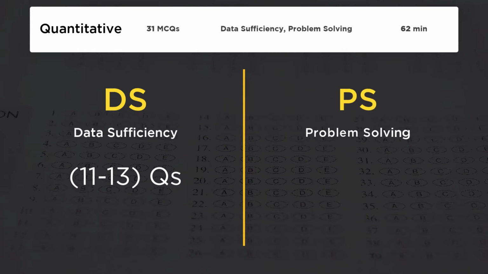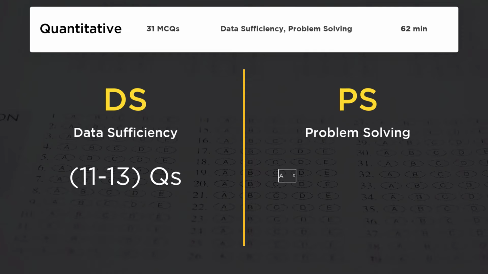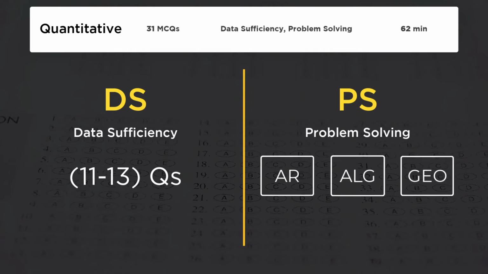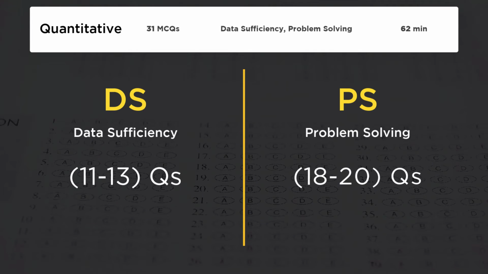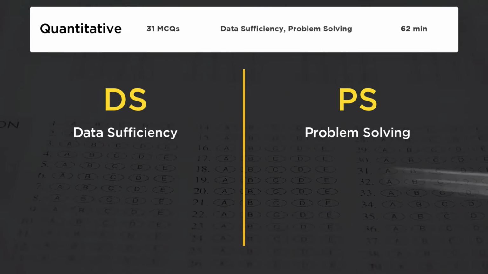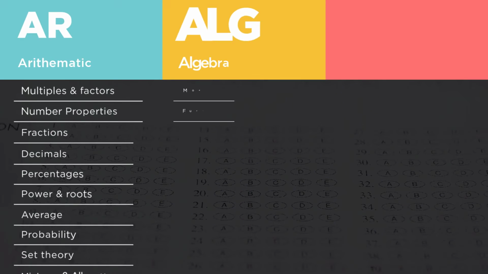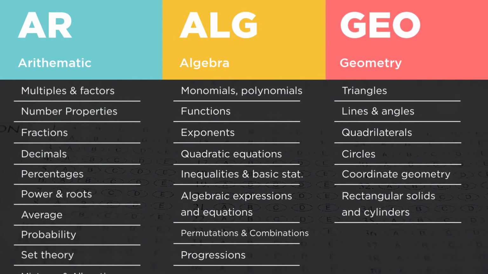Problem-solving questions consist of topics such as arithmetic, algebra, geometry, and more. Approximately 18 to 20 questions are there. Here are a few topics that you can expect on the test.